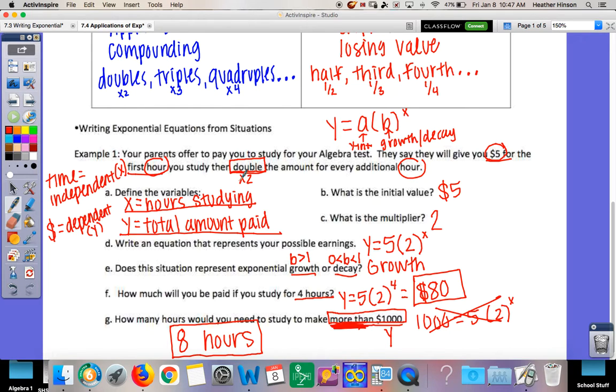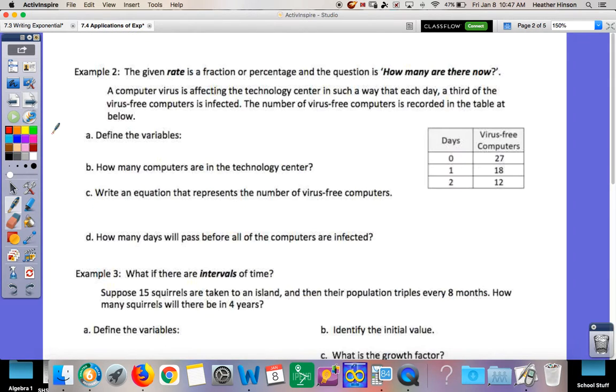Okay, let's try example 2. Okay, example 2. The given rate is a fraction or a percentage. And that's going to have the question of how many are there now. So they're going to give you a certain value and then ask you how many are there now.